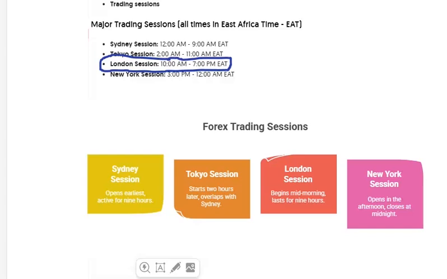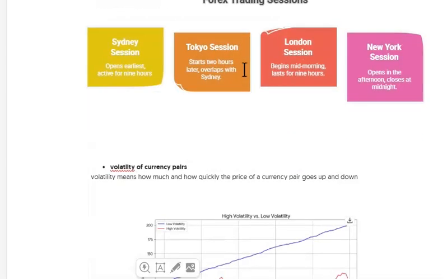The rest, you see, like the Sydney session, is at 12 a.m. That is midnight, so that is not convenient for me. So I just trade the London session. I enter the market at 10 a.m. and exit at roughly 7 or 6. So that is what I trade personally.